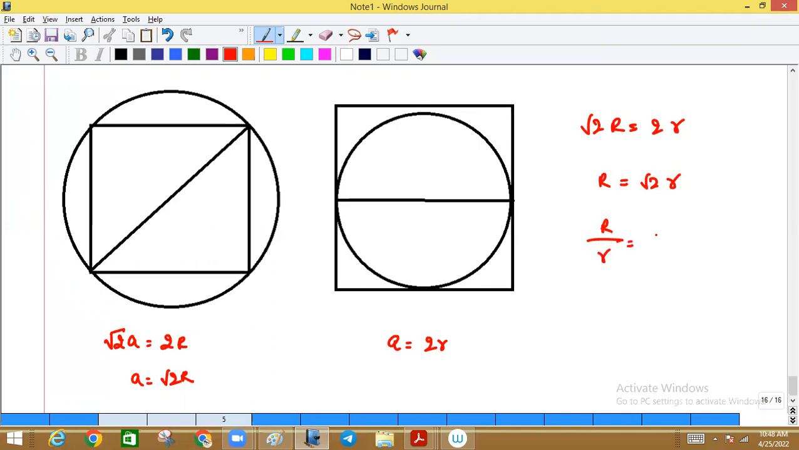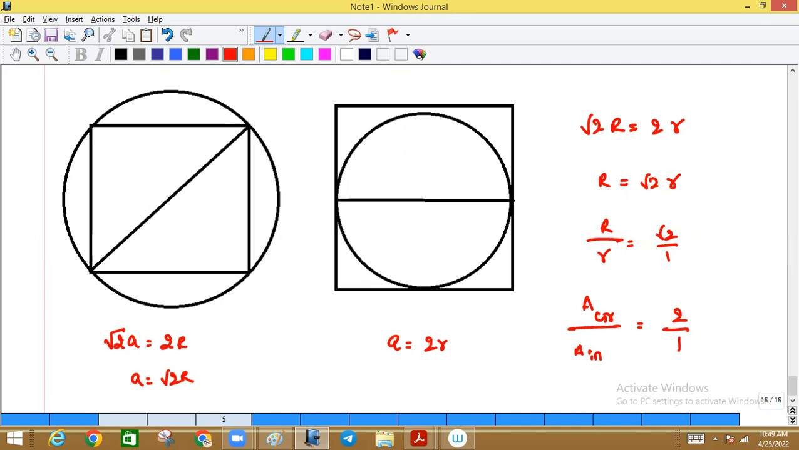Circumradius by inradius for a square is root 2 by 1. Area of circumcircle by area of incircle for a square is 2 by 1. If radii are in the ratio root 2 is to 1, area will be the square of it, that is 2 is to 1. In the previous case, for a triangle, the ratio of circumradius and inradius was 2 is to 1. Here it is root 2 is to 1.